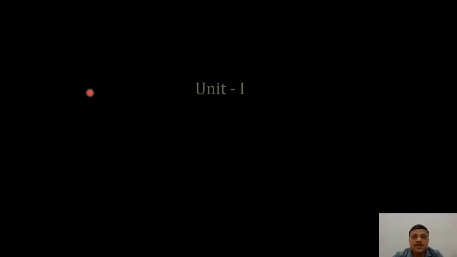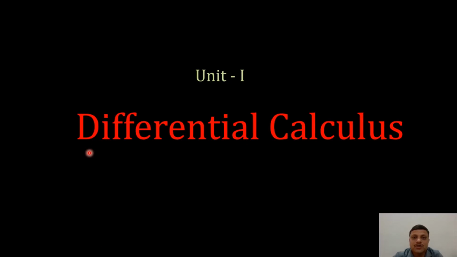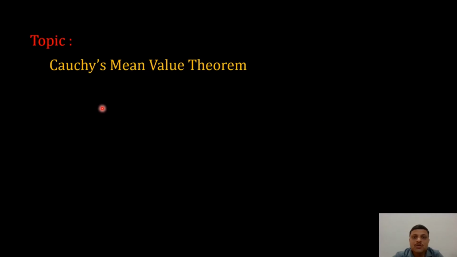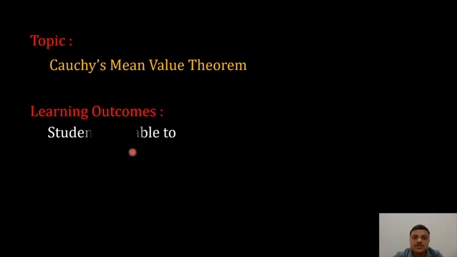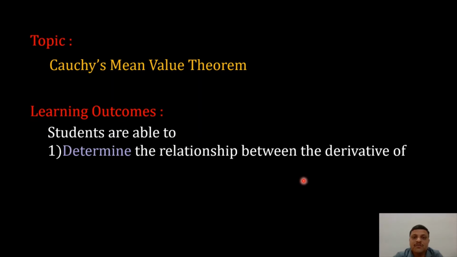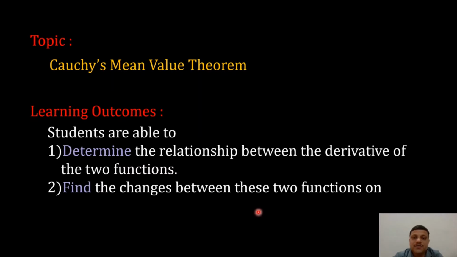In this lecture, we are going to study a topic from Unit 1, Differential Calculus from Engineering Mathematics 1. The topic is Cauchy's mean value theorem. What are the learning outcomes of this topic? After studying this theorem, students are able to determine the relationship between the derivative of the two functions. They are also able to find the changes between these two functions on a finite interval.